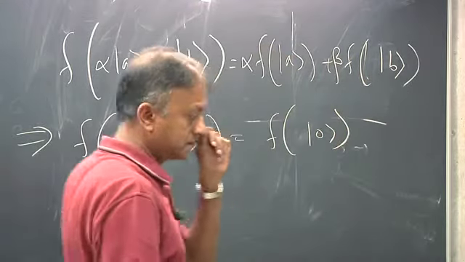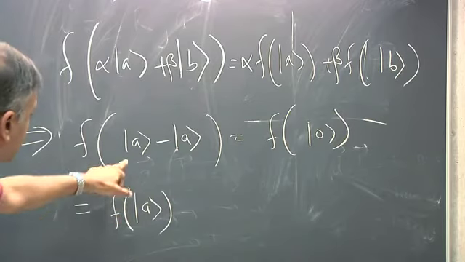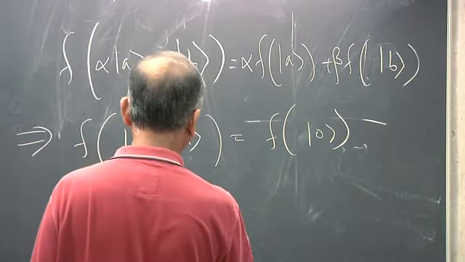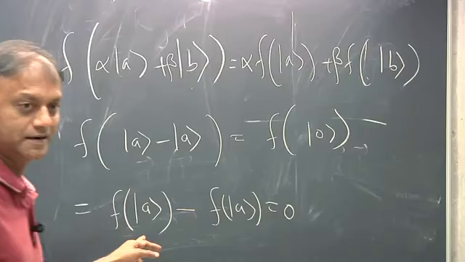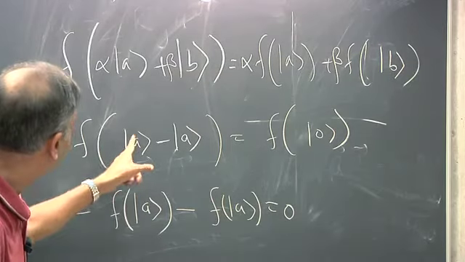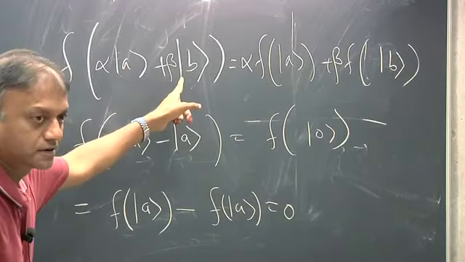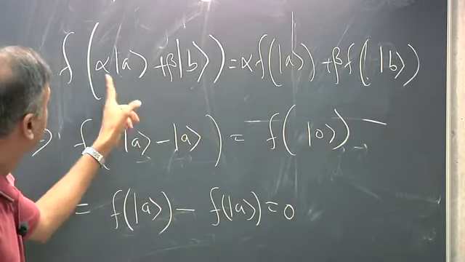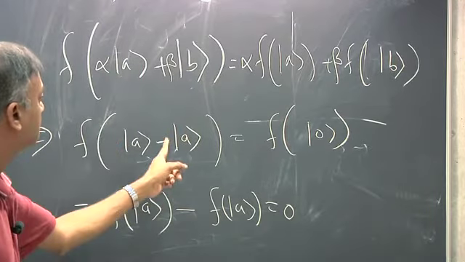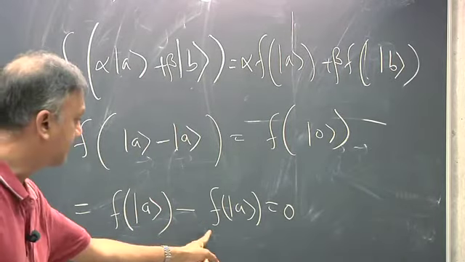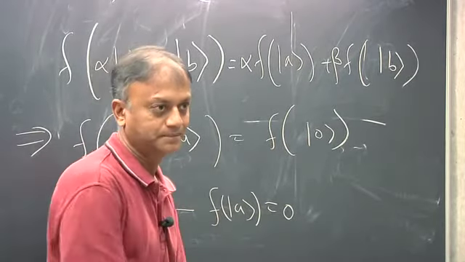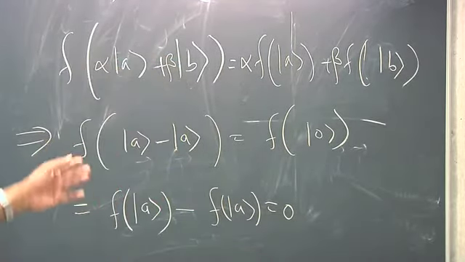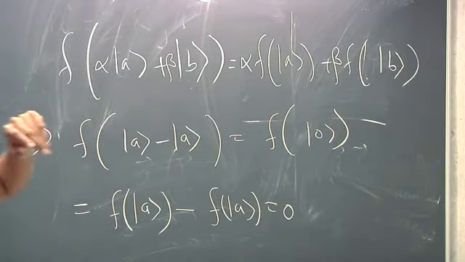Now you specialize this relation. Using it with B equal to A, alpha equal to 1 and beta equal to minus 1, you find that this is the same as FA minus FA, which is 0. So the null vector is mapped to 0. That's a consequence of this linearity condition.